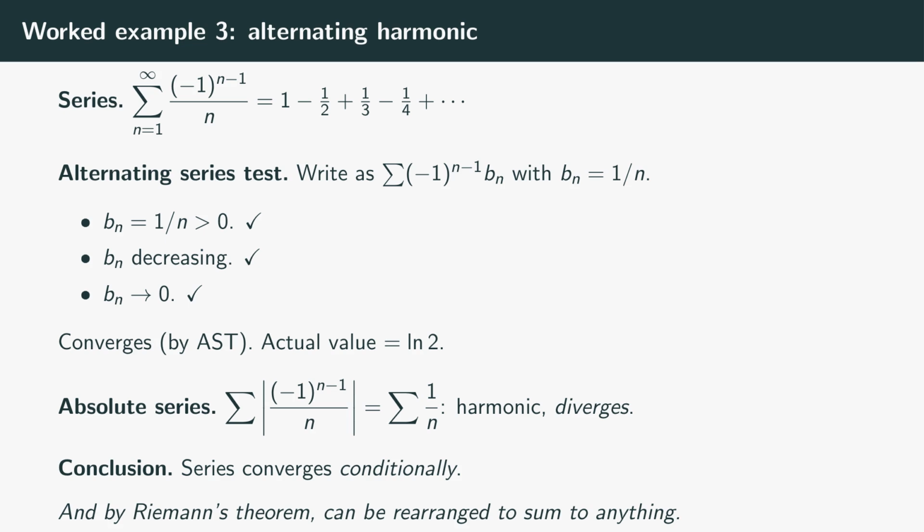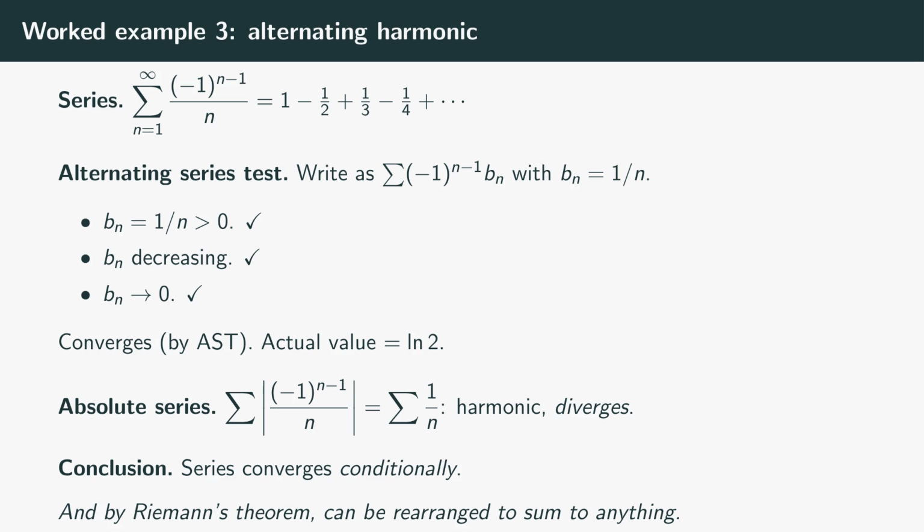Write the series as the sum of -1 to the n minus 1 times b sub n, with b sub n equals 1 over n. Check the conditions. b sub n equals 1 over n is positive, yes. It's decreasing. 1 over n plus 1 is less than 1 over n, yes. And b sub n approaches 0, yes. All three hypotheses met. By the alternating series test, the series converges.